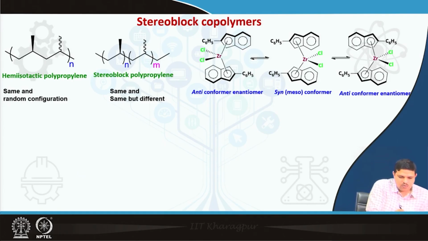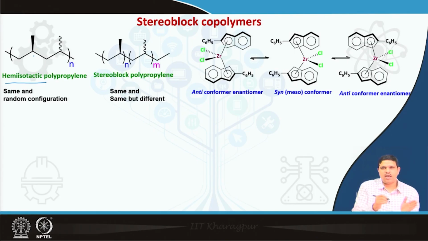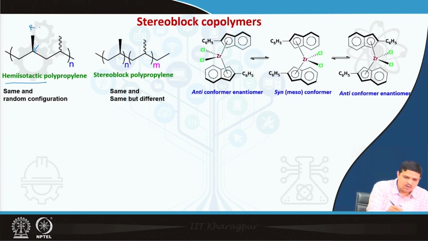Here I have used one term, hemi-isotactic polymers. Hemi-isotactic polymers means that throughout the polymer chain, there will be the methyl group in a particular configuration, and the adjacent methyl group will be random. As an example, let's say one is R, then the adjacent one will be R or S, like that, randomly.